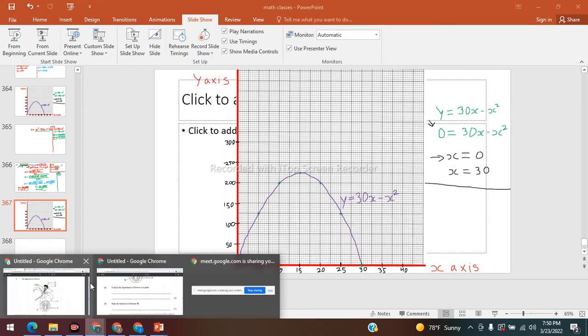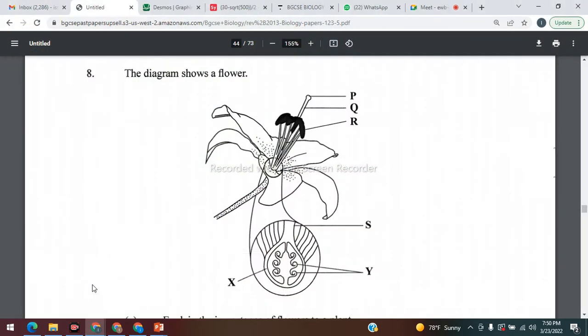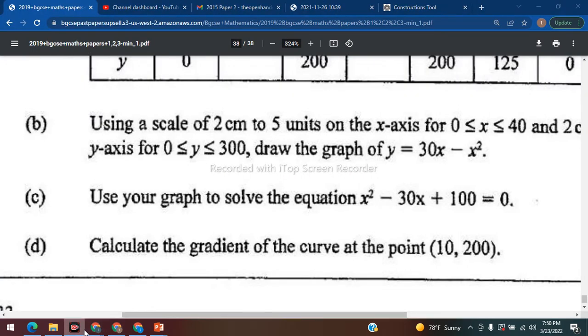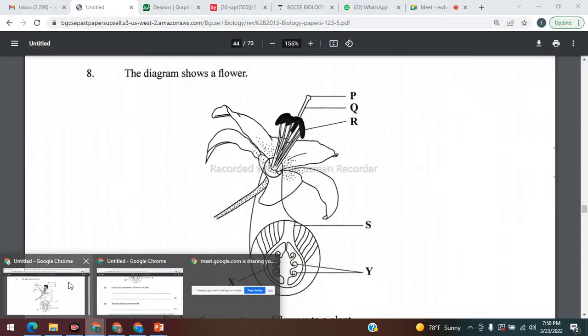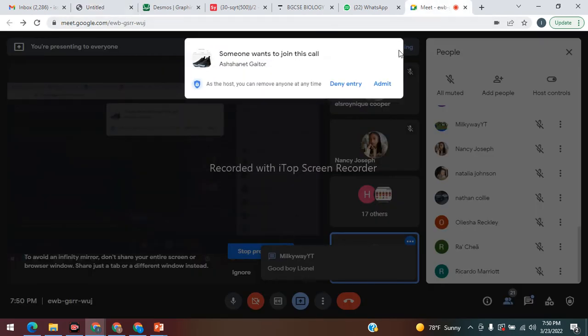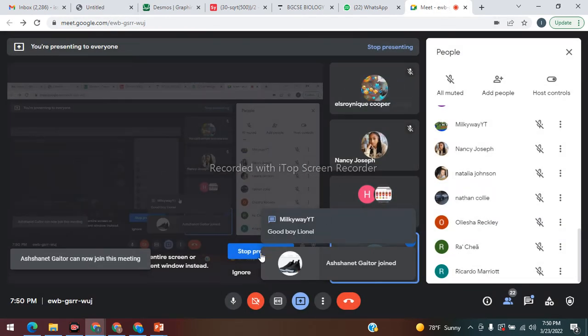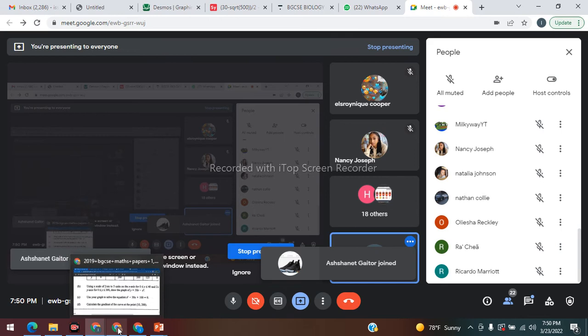Let's see who's knocking on the door before we do this. Who is knocking on the door? Okay, mosquito. All right.